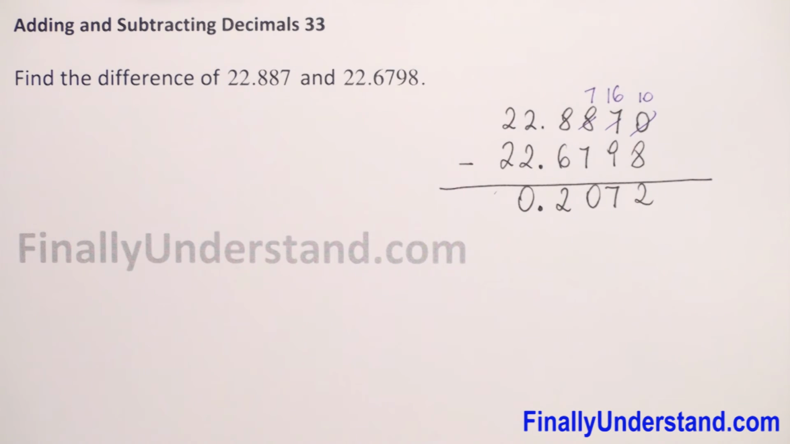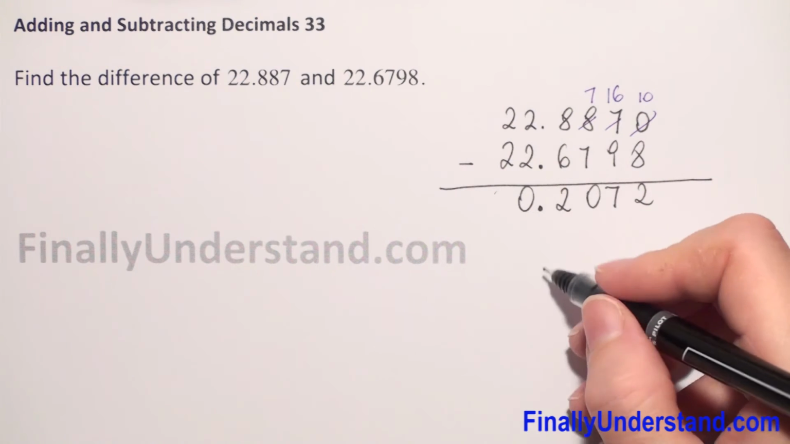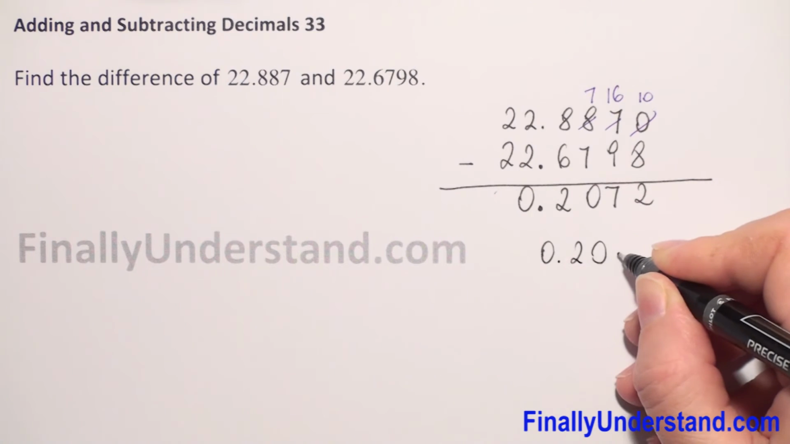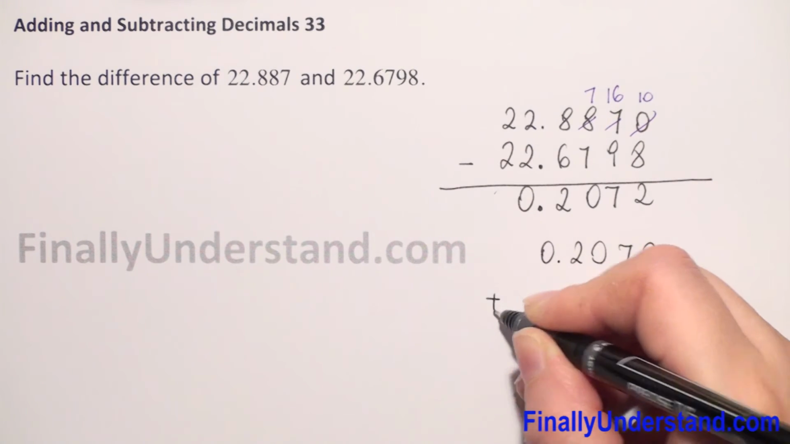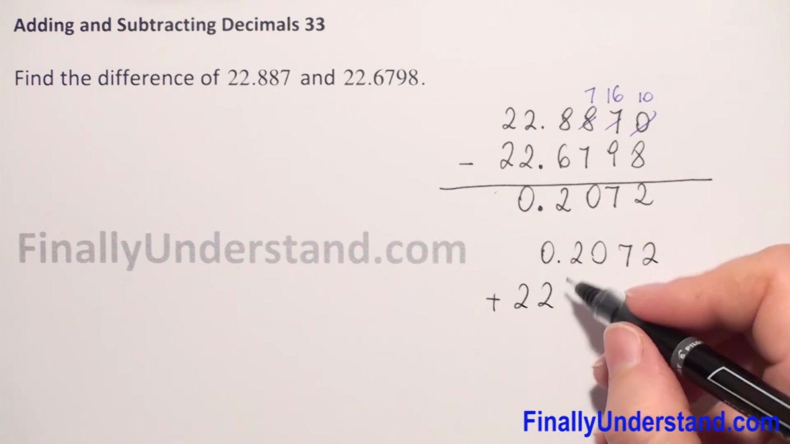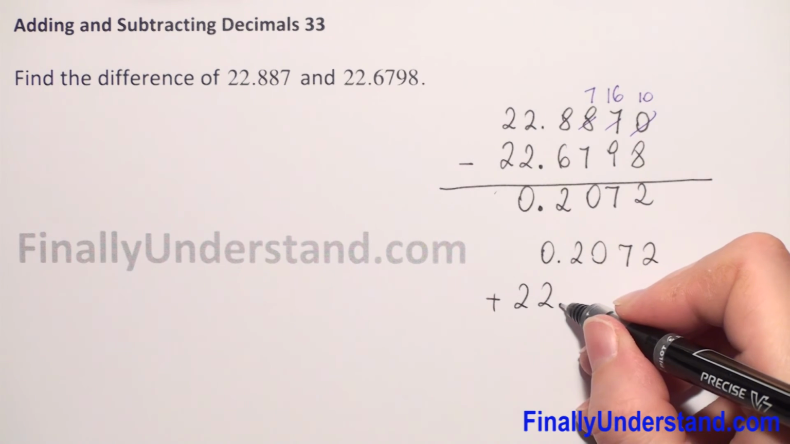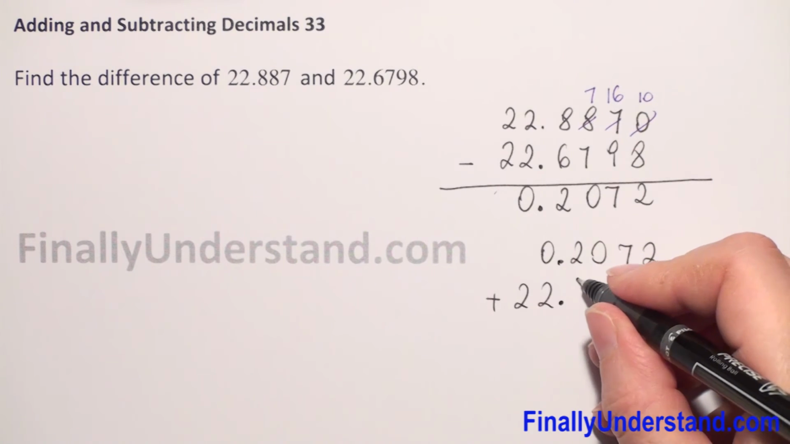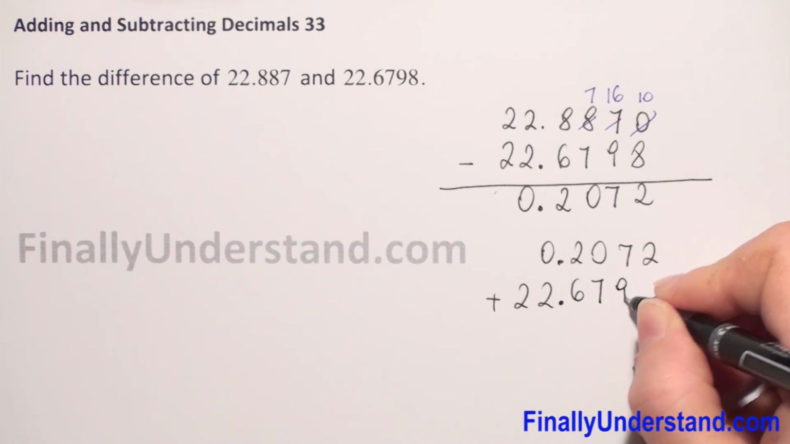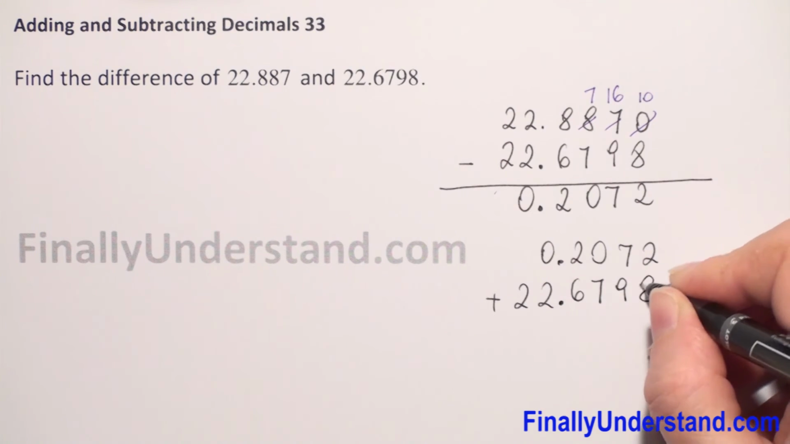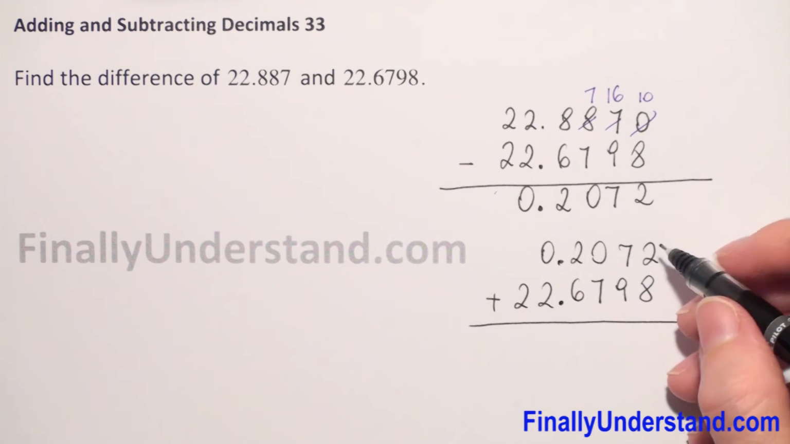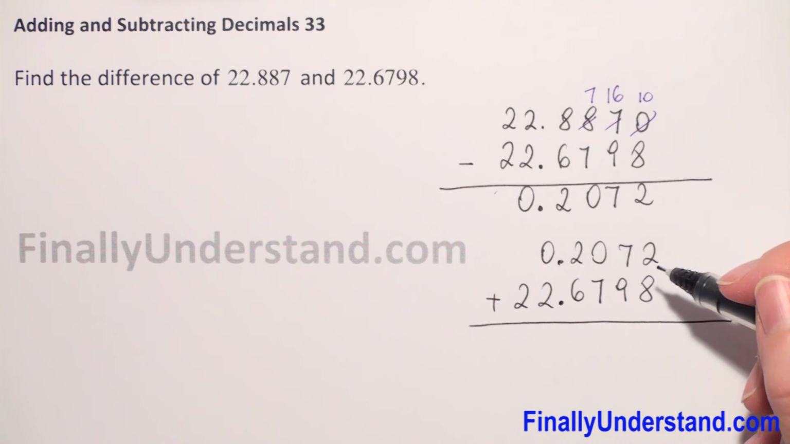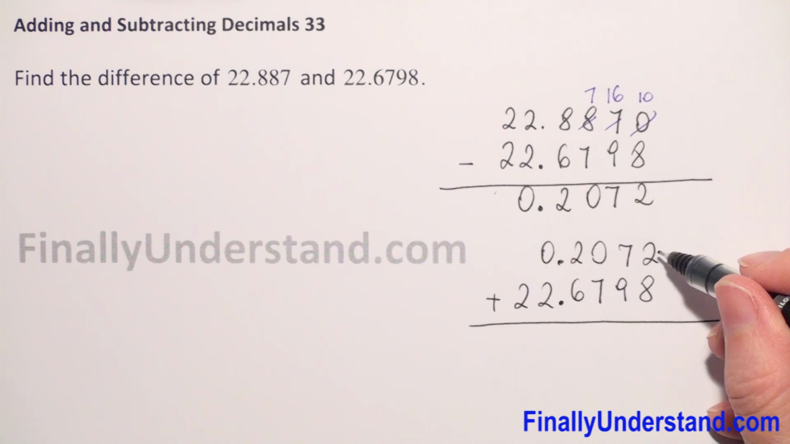So now we can always check. If we add these two numbers, what will it be? We have 0.2072 plus we have 22.6798. When we add decimal numbers, we have to keep the same place, the decimal points. And now we have to just add. When we add decimal numbers, we use the same rule as for adding whole numbers. So we start from the last column.